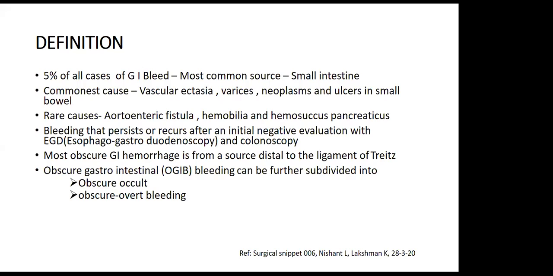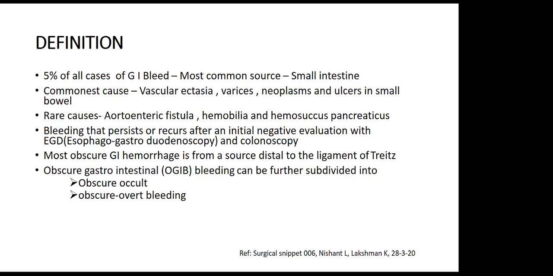Obscure GI bleeding is any bleeding that persists or recurs even after an initial negative evaluation with upper and lower GI endoscopy. The most common source for obscure GI bleed is the small intestine, and it accounts for 5% of GI bleeds. The most common causes are vascular ectasias, variceal bleedings, neoplasms, and small bowel ulcers.